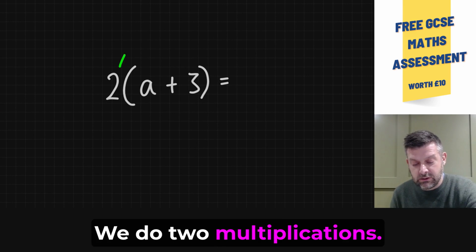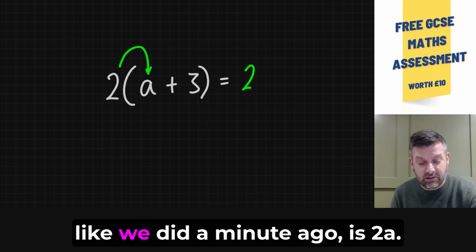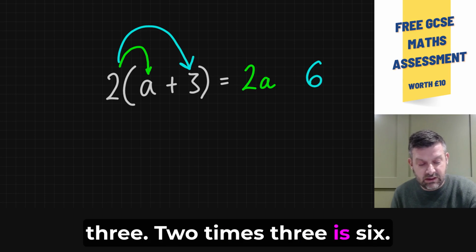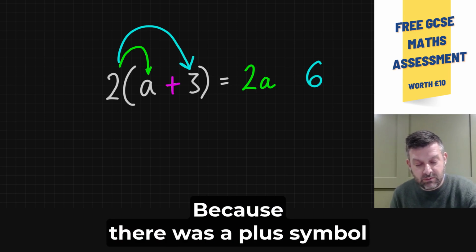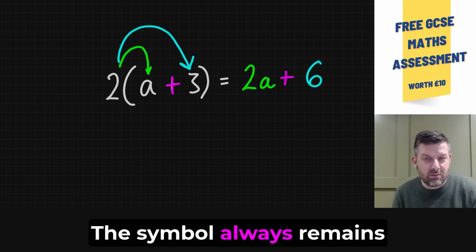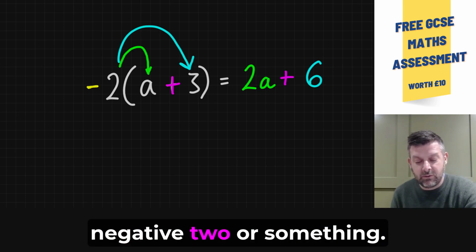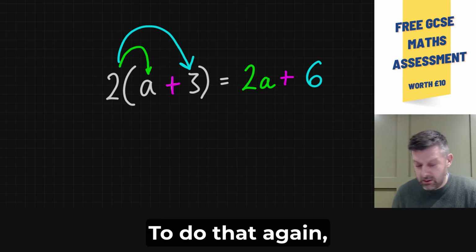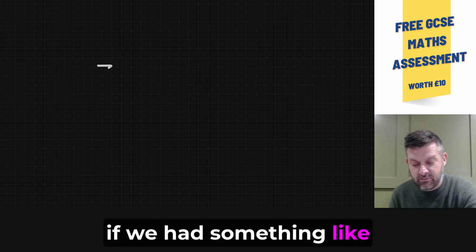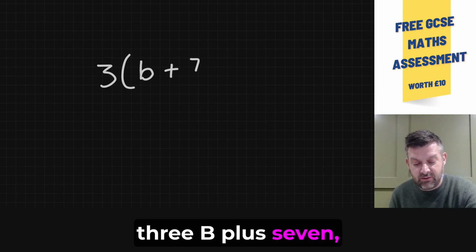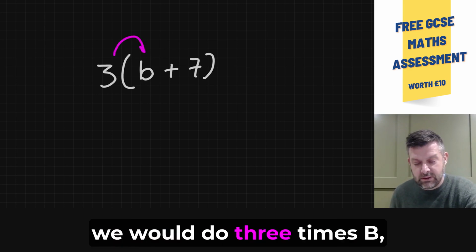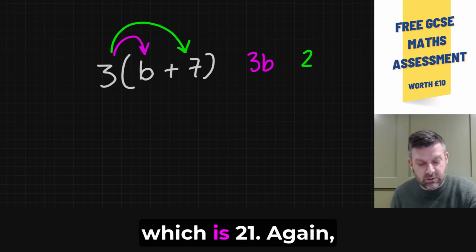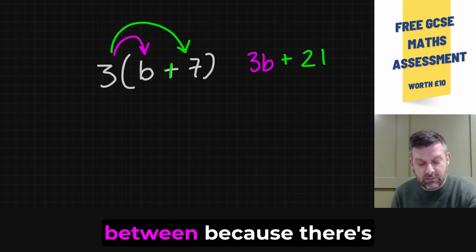It does help. And to do this, what we would do is to times 2 brackets a plus 3. We do 2 multiplications. We do 2 times the a, like we did a minute ago, is 2a. And we also do 2 times the 3. 2 times 3 is 6. Because there was a plus symbol here, I'm going to put it there. The symbol always remains the same unless you're timesing by -2 or something, but we're not, so it just stays the same. So that's 2a plus 6. To do that again, if we had something like 3b plus 7, we would do 3 times b, which is 3b, and 3 times 7, which is 21. Again, we're just going to put a plus between because there's a plus here.